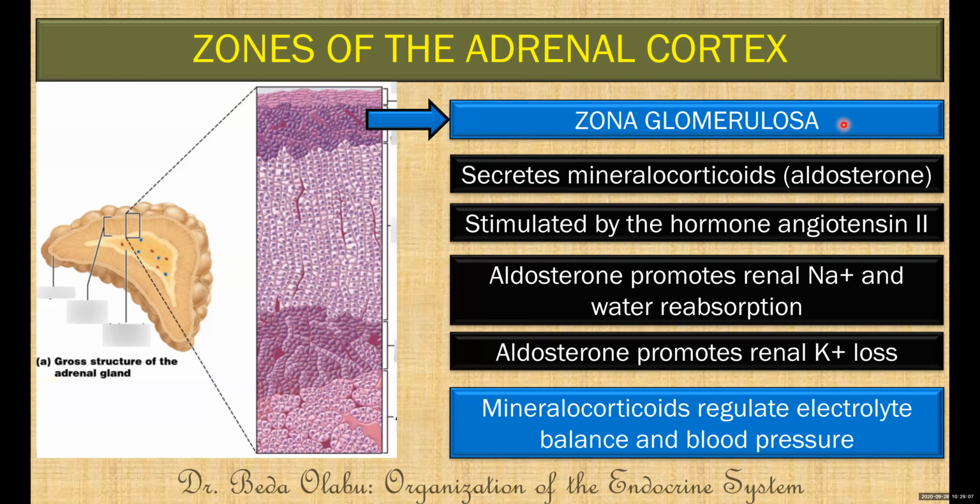Having said that it affects the levels of sodium, potassium, and water, we can make a summary that mineralocorticoids regulate electrolytes, primarily sodium and potassium, and also affect blood pressure by influencing blood volume.